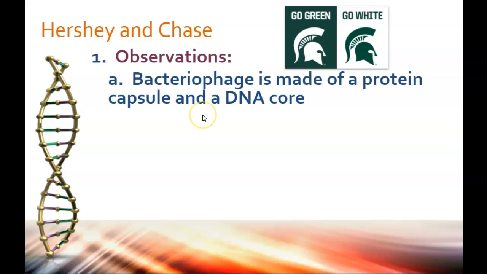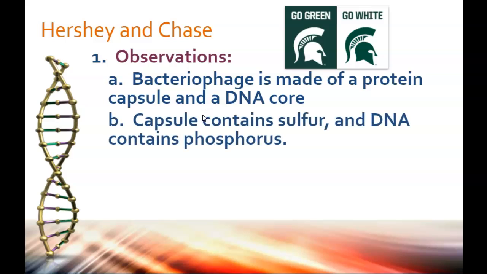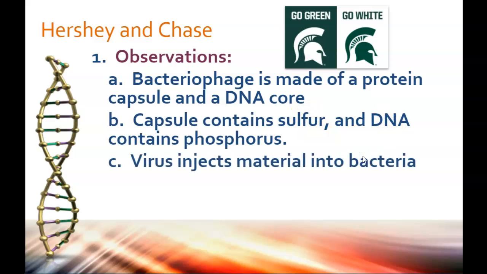Their experiment has to do with the bacteriophage being made up of only the protein coat and the DNA core. And if we remember back from chapter 6 when we did organic chemistry, we know that all of the organic molecules we studied contained carbon, hydrogen, oxygen. We knew proteins and DNA, the two we're talking about now, also contained nitrogen. What was different about them was their last element. So proteins also contain sulfur, and DNA also contains phosphorus. So Hershey and Chase are going to take advantage of the sulfur and the phosphorus.